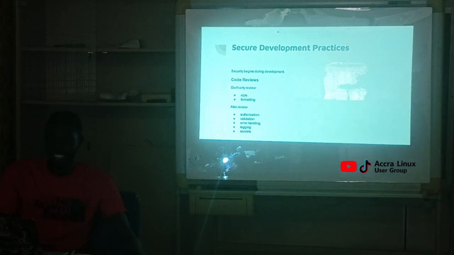But basically, we shouldn't only review our styling and our formatting, we should also review authorization. Is this person allowed to have access to this file? Validation. This thing that you're giving to me, is it what I asked for? Error handling. If there is an error, I should be able to tell the person, oh, there's this error.